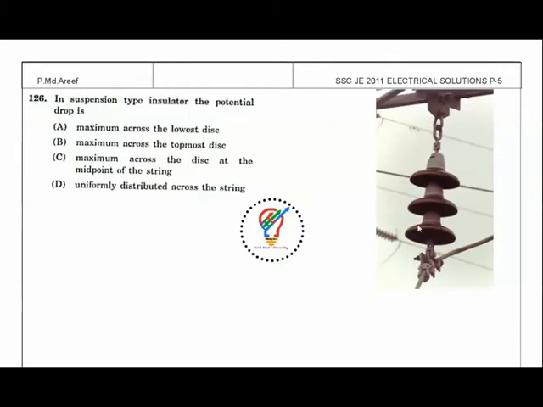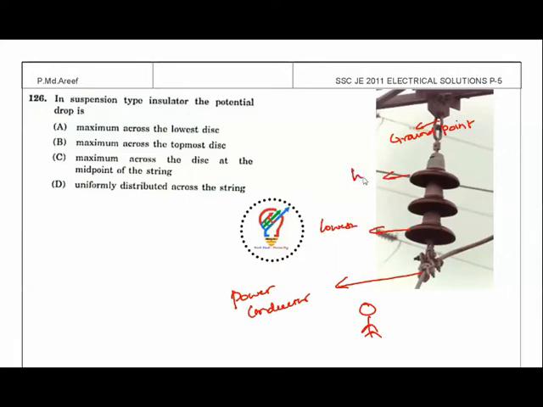So this is the string insulator here, which is hanging in vertical manner, and here we have the power conductor, which is hanged by these three insulators, and this is the ground pin. So ground point, you can say. If you are looking from the bottom here, this is the lowest disk, and this one is the highest, or I can say topmost disk, when you're looking from here.